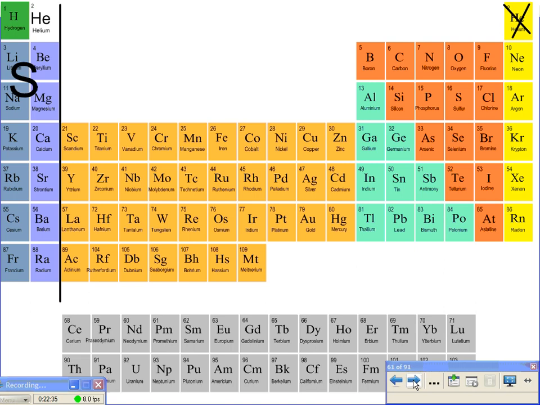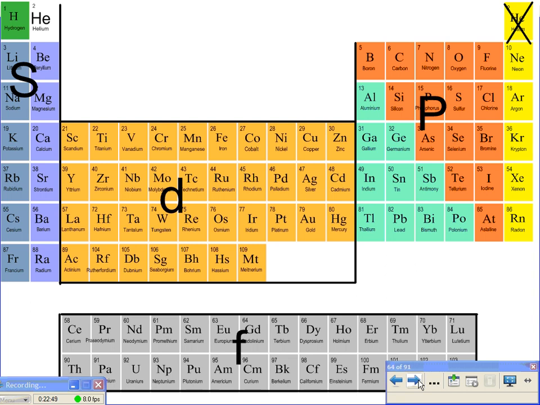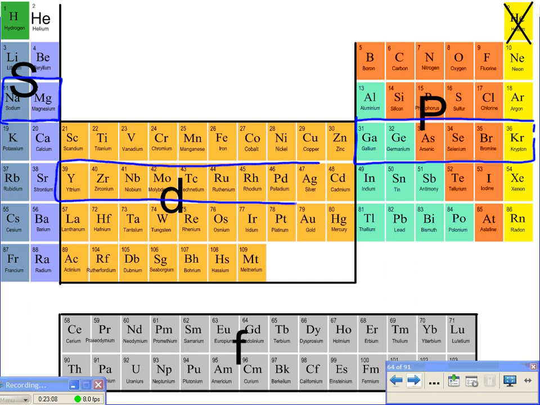Now, we have our sublevels. We have S, P, D, and F. The S sublevel can hold 2 electrons. The P sublevel can hold 6 electrons. D can hold 10, and F can hold 14.